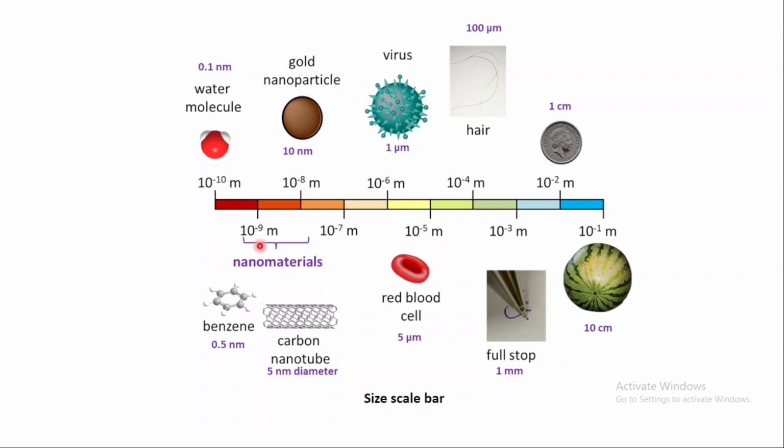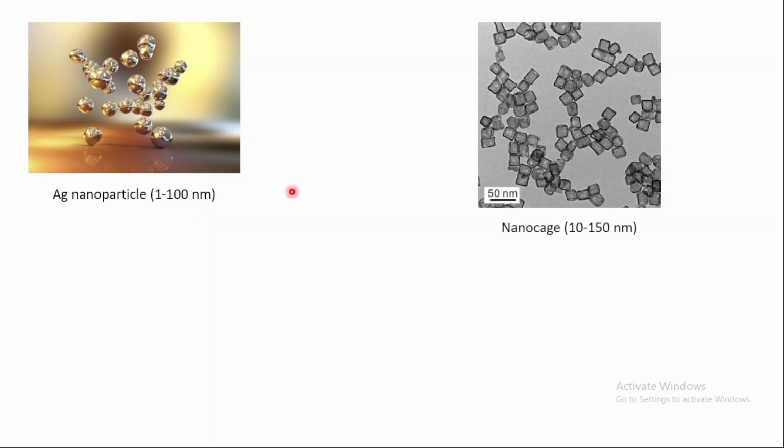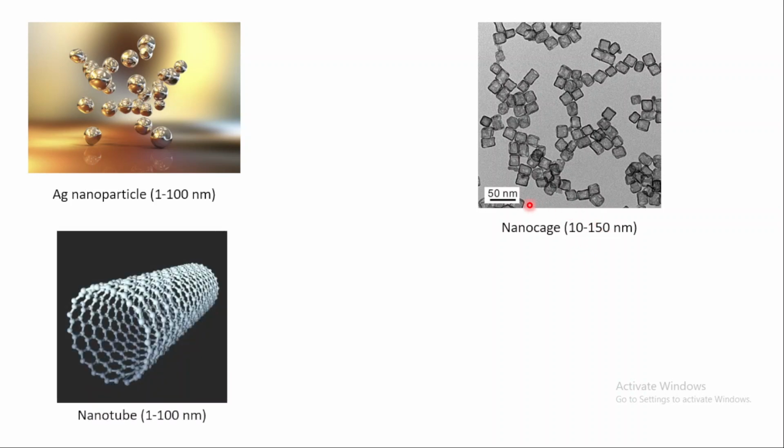Now, what makes them very different? This is an example of a silver nanoparticle, and this ranges from 1 to 100 nanometers. Here is a representation of nanocages whose size ranges from 10 to 150 nanometers, right? And this is another nanostructure, the nanotube, whose size ranges from 1 to 100 nanometers.